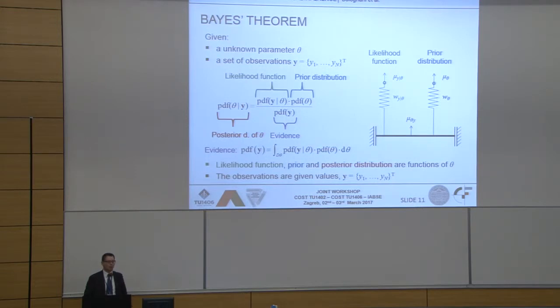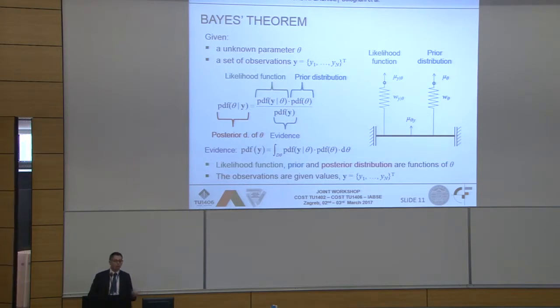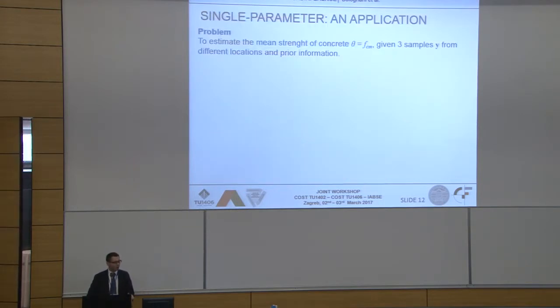However, if we use a mechanical equivalent to represent Bayes theorem, it is very simple, because the posterior value of our parameter is the position of this bar, and this value is bounded by two springs: one is the likelihood, and the other is the prior information.